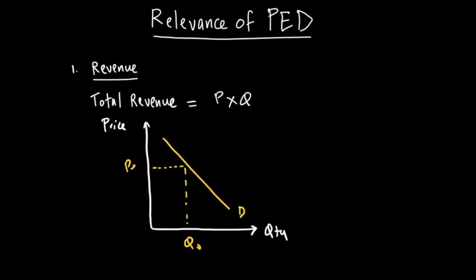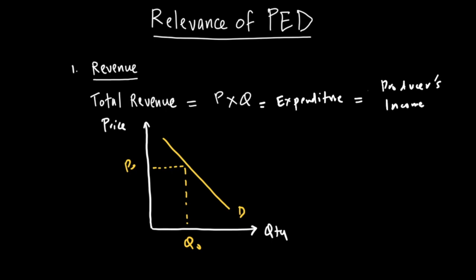The first important relevance of PED has to do with revenue. So what is revenue? Revenue is simply price times quantity. Another name for revenue is also expenditure by the consumer, or sometimes we also call this producer's income. So revenue is simply price times quantity.